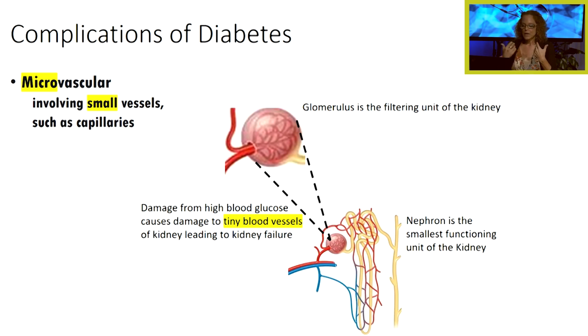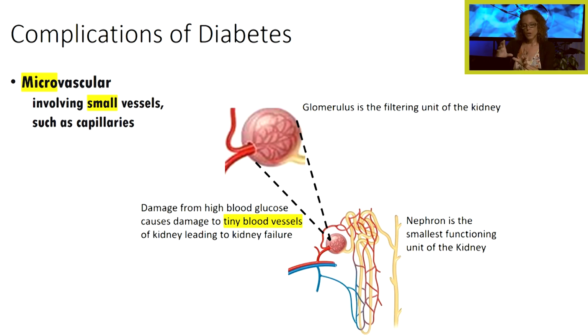So our kidneys have millions and millions of these tiny nephrons, and we can see here that there are very small capillaries at work in order to supply these nephrons with blood, okay? And so damage from high blood glucose can cause damage to these tiny blood vessels of the kidney, leading to kidney failure, okay? The glomerulus is the filtering unit of the kidney.